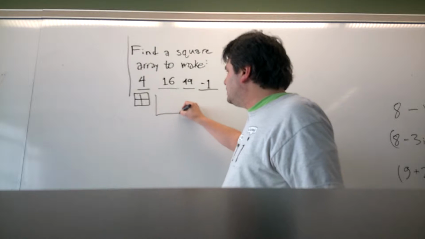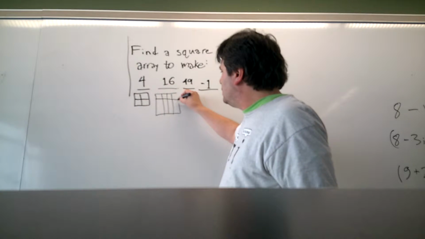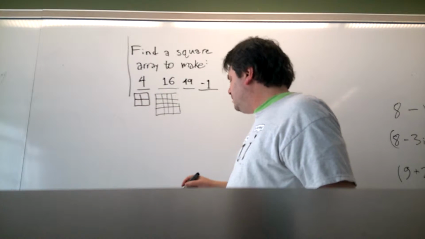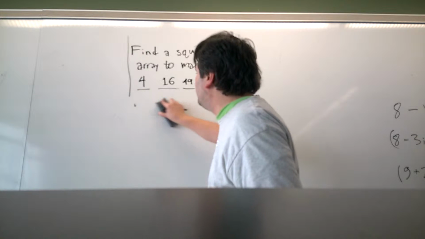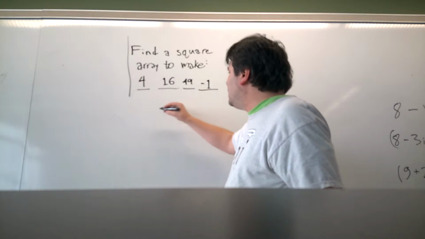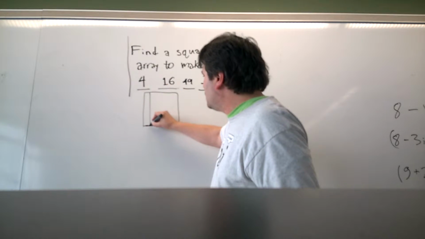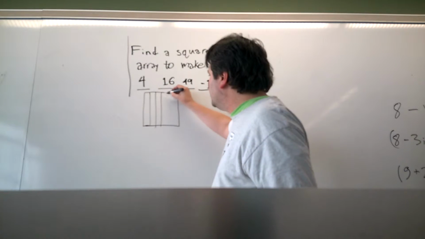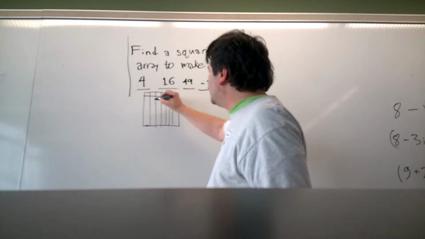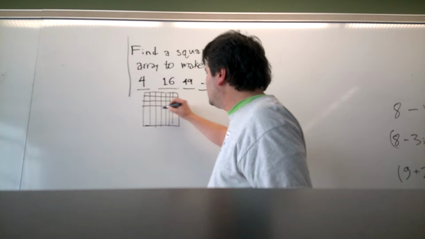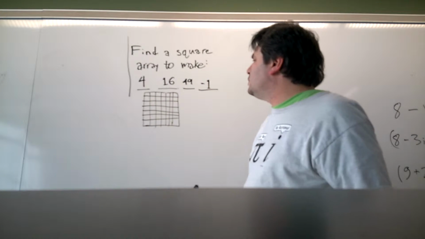How about 16? Somebody could do that one. Okay. Yep, that's a 4 by 4. 4 times 4 gives us 16. That's how we represent perfect squares. What about the 49? Anybody get that one to work? Okay, so you're putting down 7 rows and 7 columns. 7 times 7 is 49.